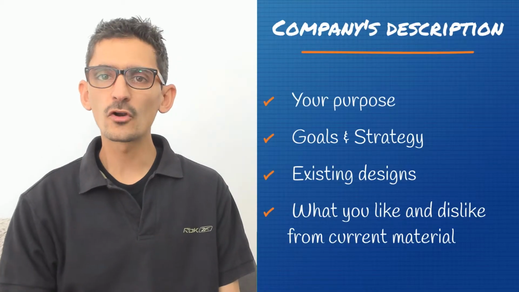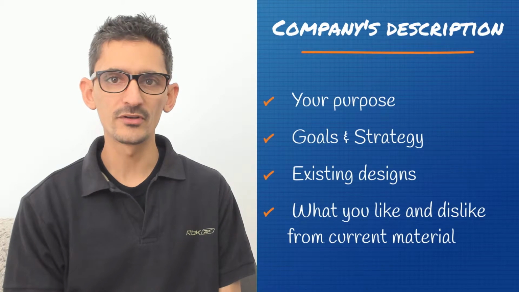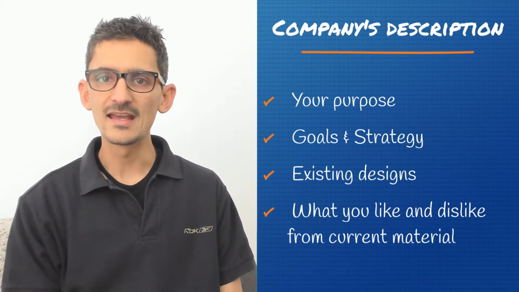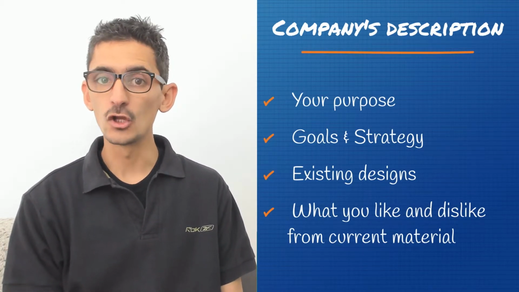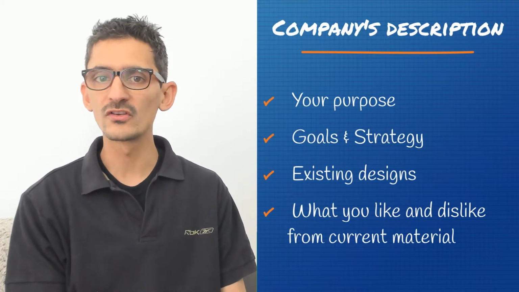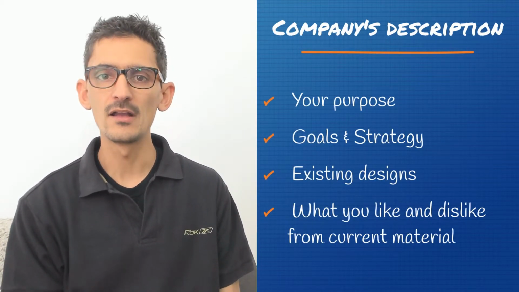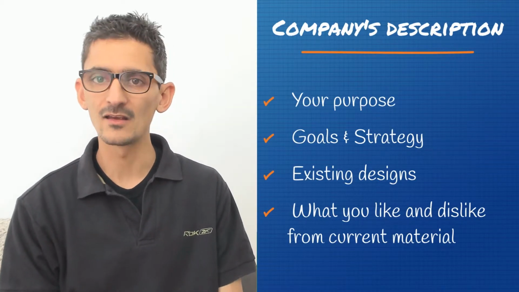Let's start with the company description. In any organization, in any project, and especially for startup project, your team needs to understand what you do. It's even more important when it comes to design because your designer is in charge of how you communicate that purpose to the world. So for your company's description, you need to describe your purpose, the goals and strategy, existing designs. It's important to provide your existing materials like logos, fonts, colors, etc., and what you like and what you dislike with current material. That's the starting point.